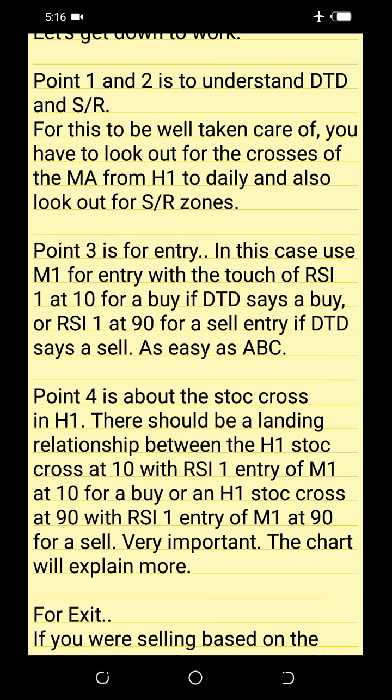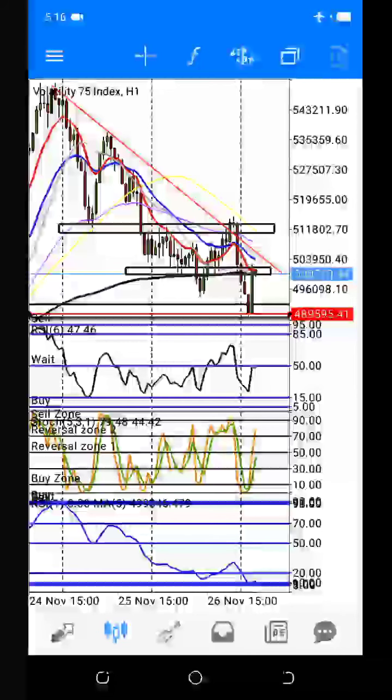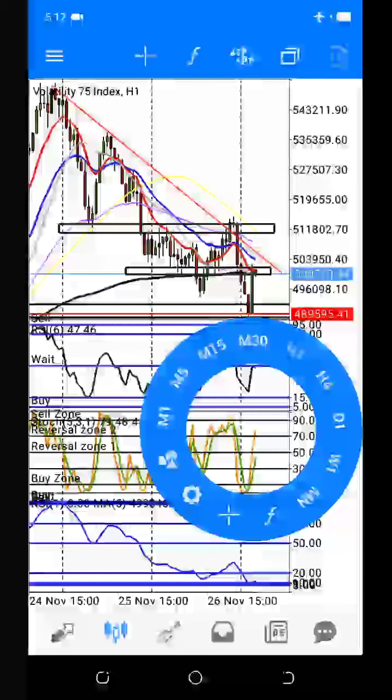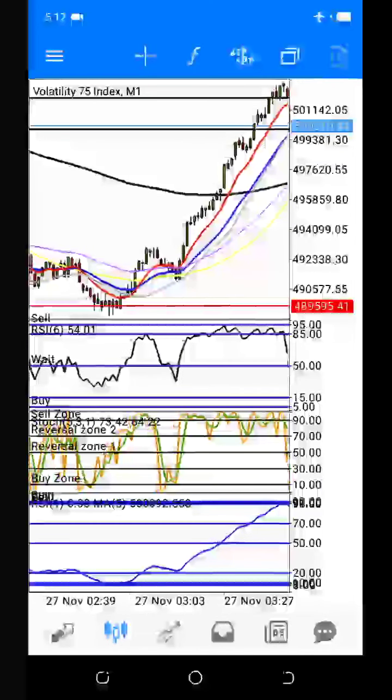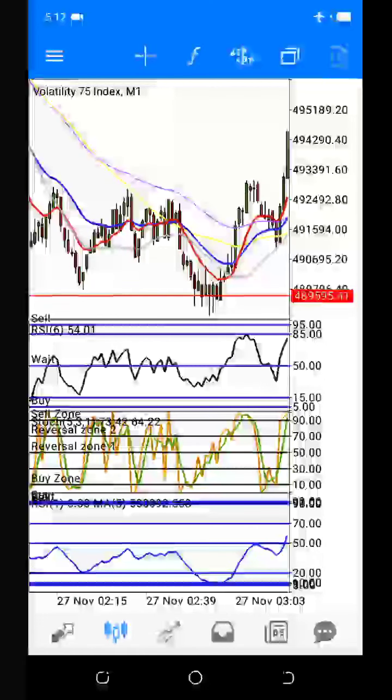So how do you do that? Now look at it. Remember that I have drawn a horizontal line that is at the price of 489595. Now, so what happens? I will come to M1 now. When I come to M1, what I'm looking for is that line. You see? Look at the line. Now, let me show you what I was trying to show you. Look at this.